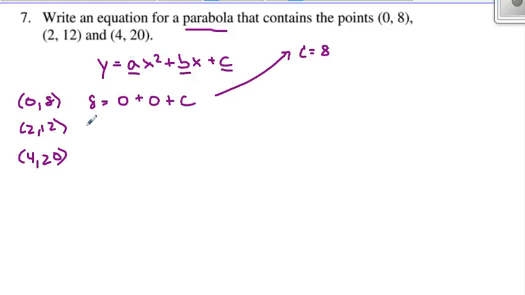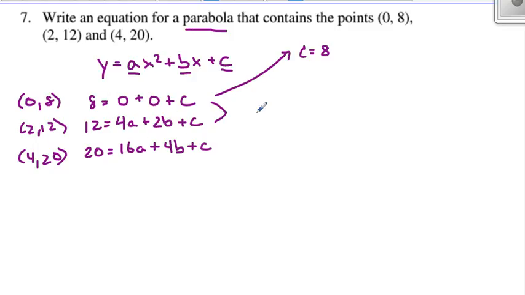In our next problem, y is 12. Our x is 2, and we need to square it, so we get 4a plus, plug in x again, 2b plus c. And our third equation, y is 20. Plug in 4 for x, and we get 16a when we square it, plus 4b plus c. All right, we've set up our three equations for our three unknowns, and our next step is to subtract pairs of equations. So I'm just going to consistently take the first one minus the second one.